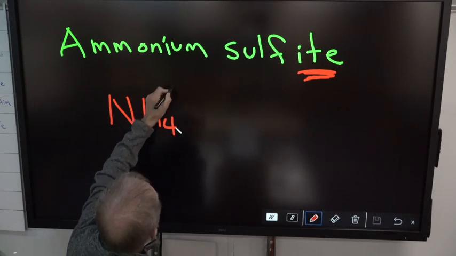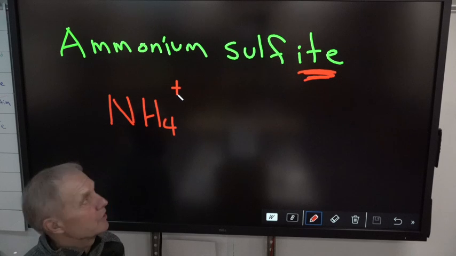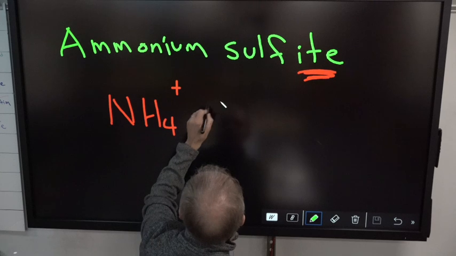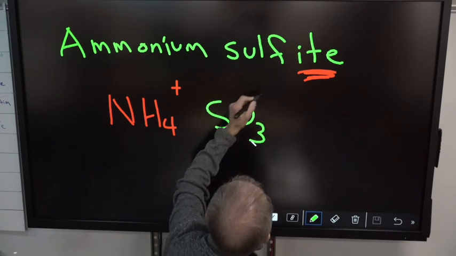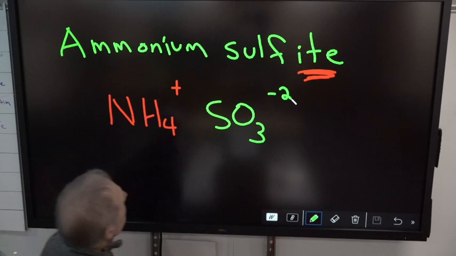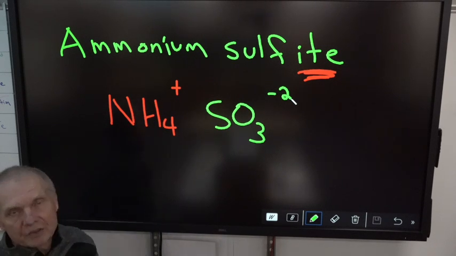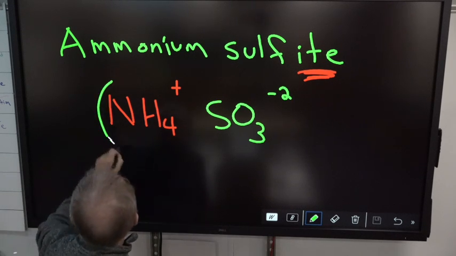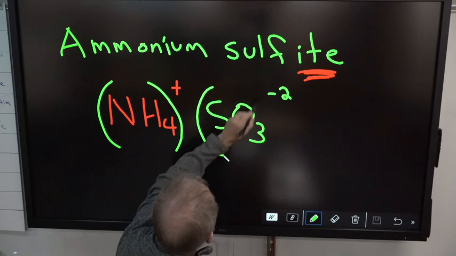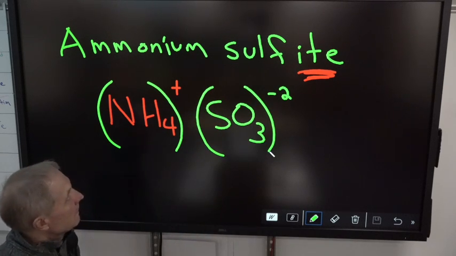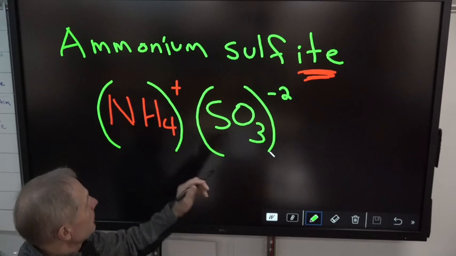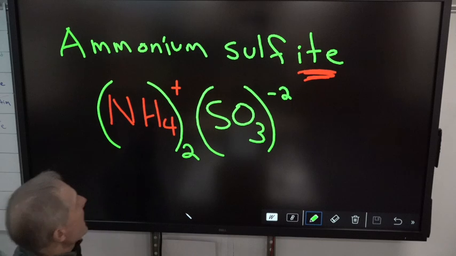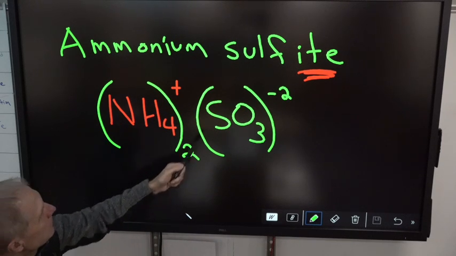NH4 plus. That means NH4 is a +1. Sulfite is this, SO3 -2. So you're looking at that and you're going, well, that +1 and that -2, that doesn't equal 0. So what you have to do is this: parentheses, parentheses, and now you just crisscross. If it doesn't equal 0, crisscross. So now that 2 goes right there. So that is ammonium sulfite.